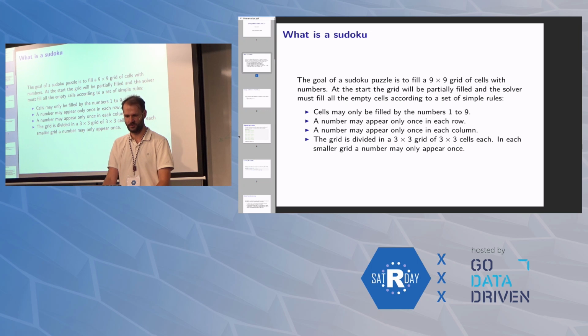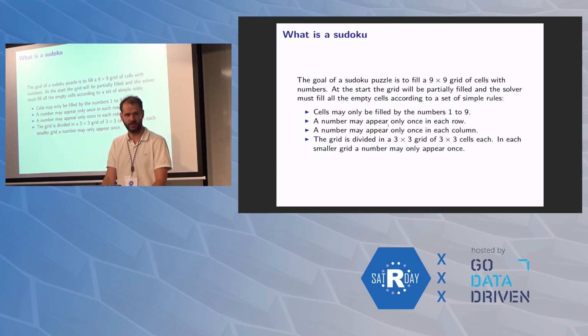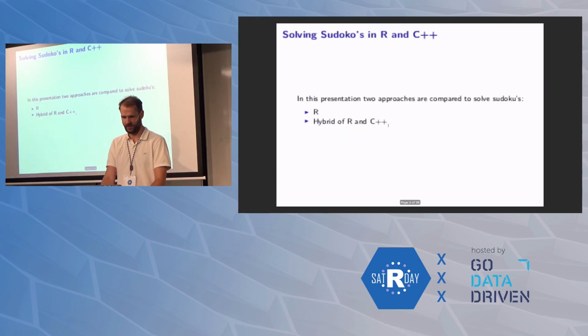So I hope this is all already familiar information. This is how you do a Sudoku and how you solve one. I don't think this will surprise anyone. So let me go quickly. So yeah, like I said, I did first an R solution and then I did a hybrid solution, where I used the best facets of both languages to get an optimal result.